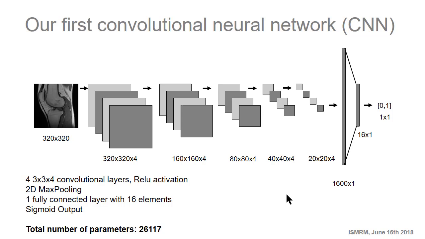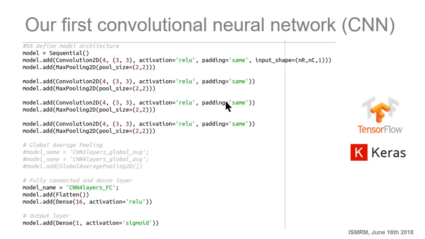So let's build our first convolutional neural network. It looks very similar to what Daniel has shown you before. We have a couple of convolutional layers with these parameters, keeping the same filter sizes and numbers of filters. We do max pooling, and then we have a fully connected layer at the end and a sigmoid output. So we have a binary classification problem. We have a bit more than 25,000 parameters. So let's see how that looks.